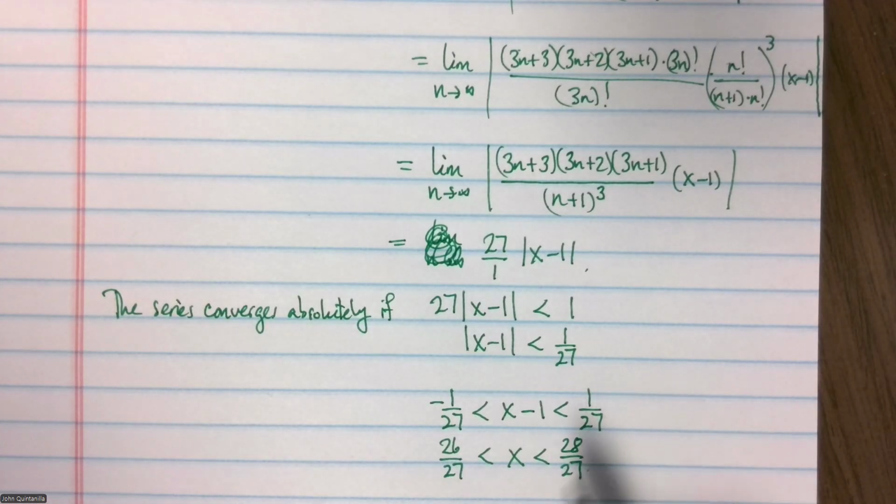Now, determining the convergence at 26 over 27 actually isn't all that bad. 28 over 27 is a bit more painful, and so we're going to ignore that for the purposes of this problem. And so we're not going to worry about the two endpoints.